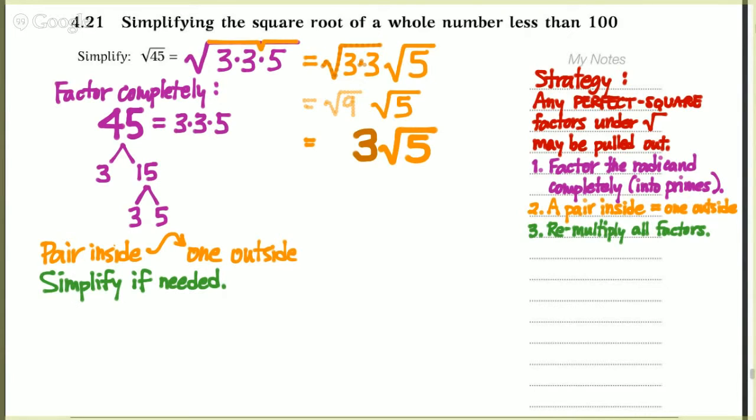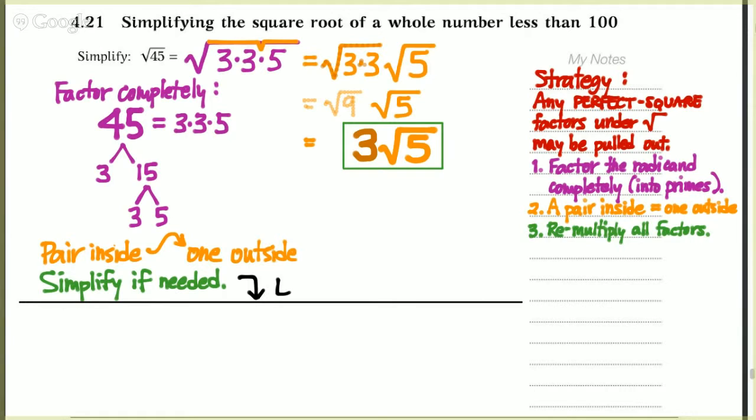If there were any more simplifying to do, we would do it here, but there's nothing else that we can accomplish. Let me just do one more quick example where there would be some more simplifying to do at the end of the process, just to make sure we illustrate all the steps that could possibly happen. Let's think about the square root of 360.